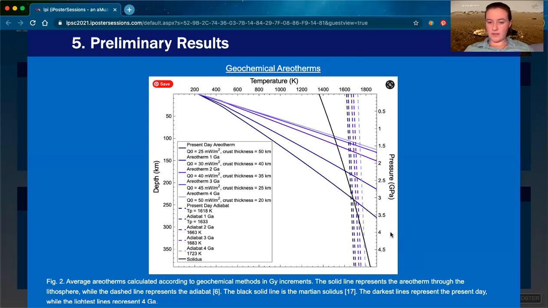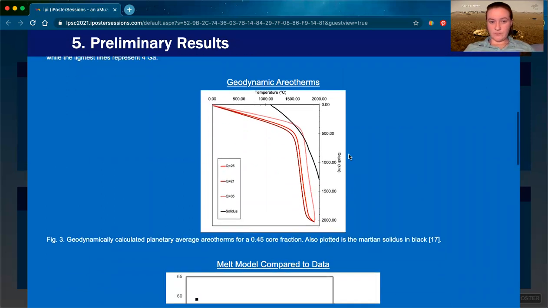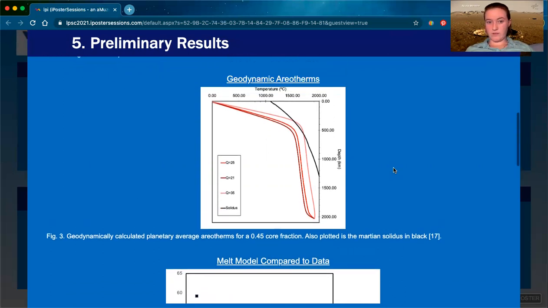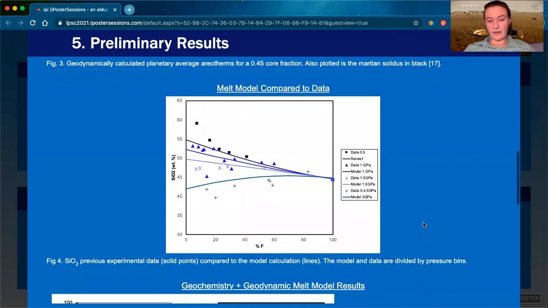And so we can see that in Mars' past, the planet was a lot hotter, and there's a lot more melt produced, which makes sense because the planet has cooled over time, and as things cool, they don't melt as quickly, or they don't melt as much. This figure right here, figure 3, shows the same thing, but it's taking the results from the SIECOMS program that I mentioned above in the geodynamics, the geophysical methods.